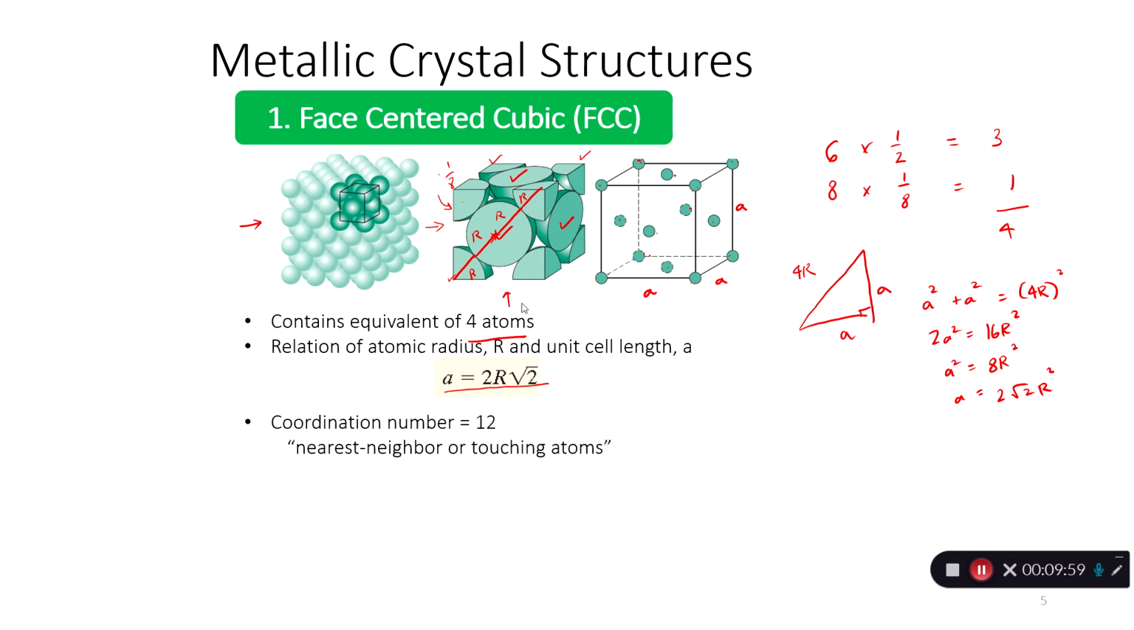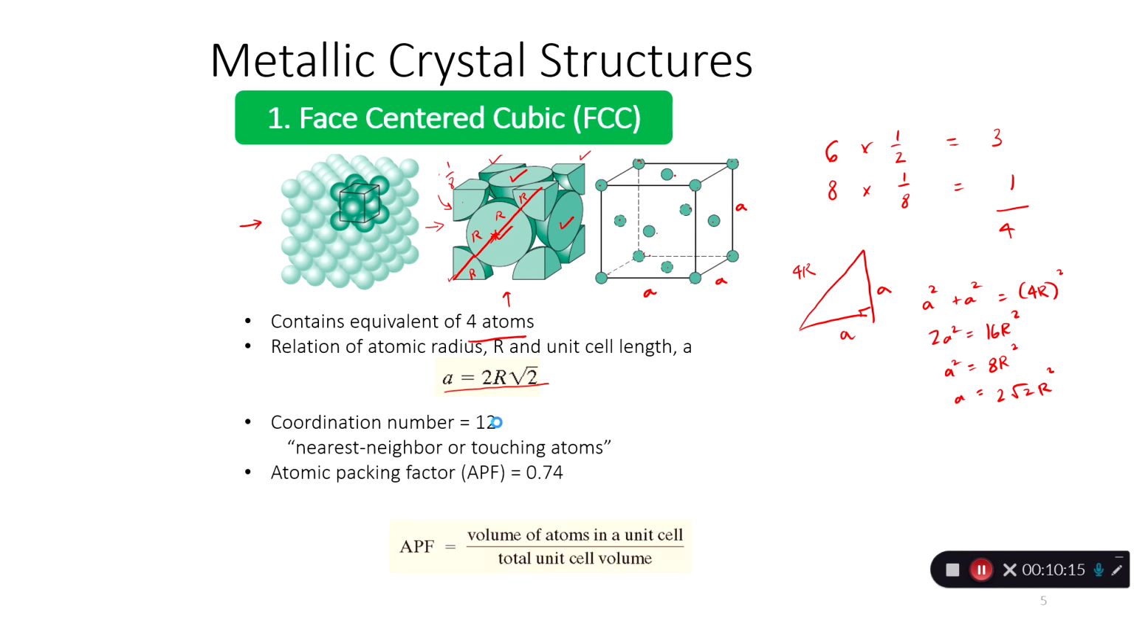And next is the coordination number equals 12. Coordination number is the nearest neighbor or touching atoms. So you will see this more clearly. I'm not going to explain this here. You'll see it in the next videos.